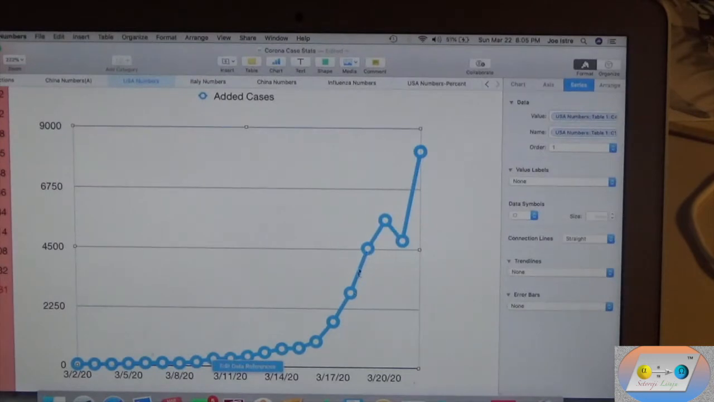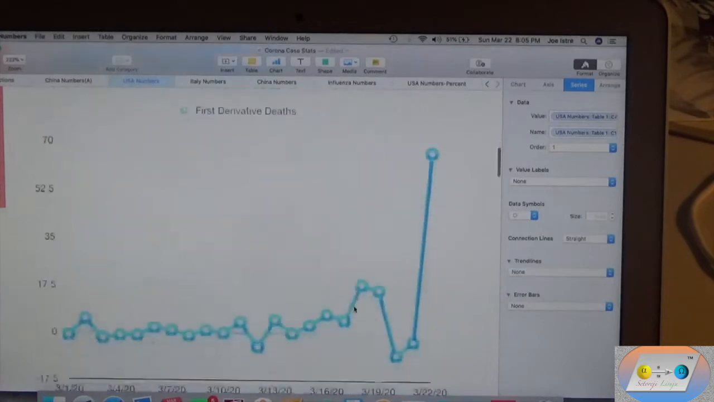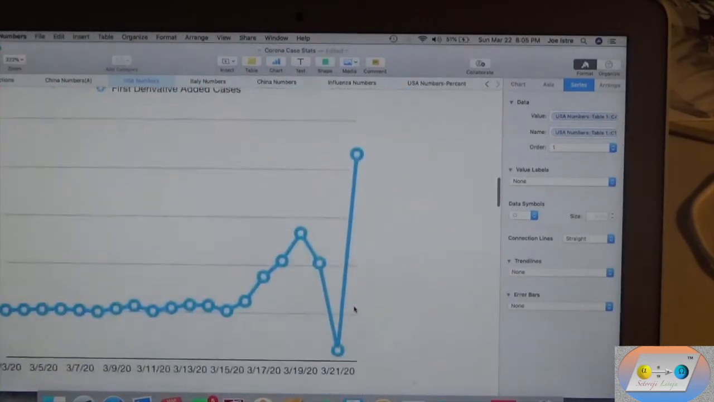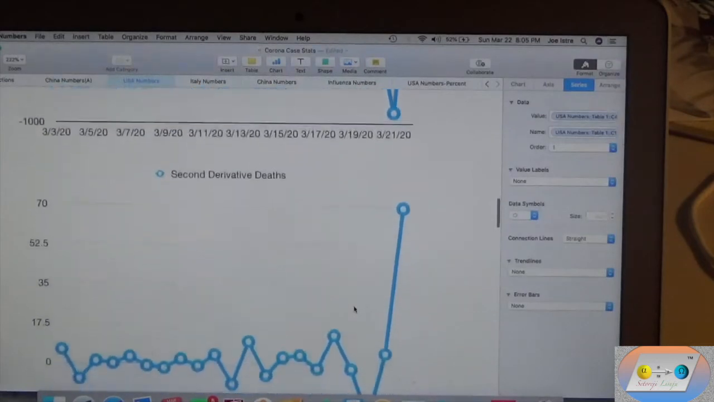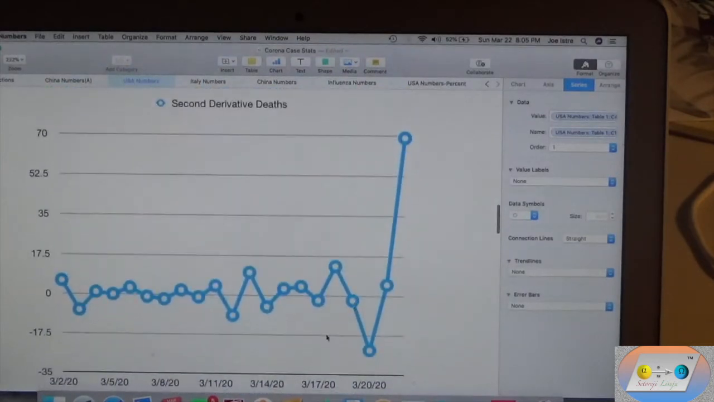First derivative, added cases, same thing. Roughly your inflection point is either here or here, and then you get a slowdown of the rate of change here, and then a drop. Okay, like I said, with the exception of this final point here, which we'll probably talk about later, or maybe tomorrow.